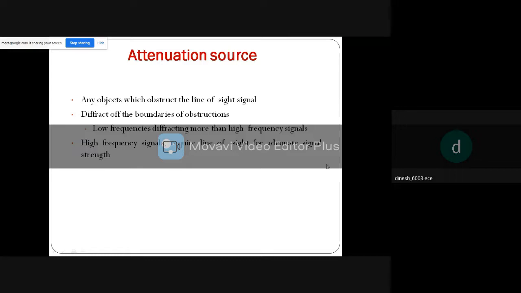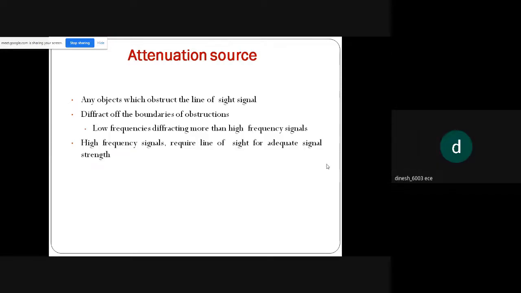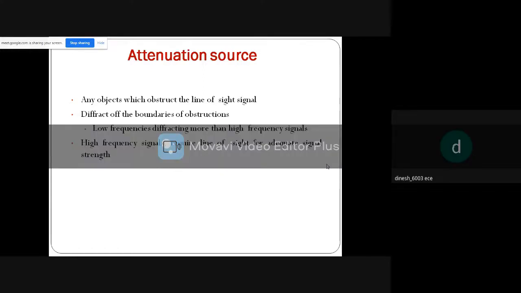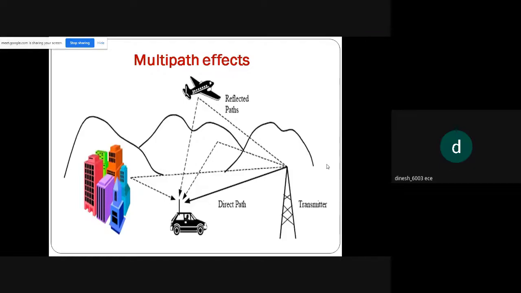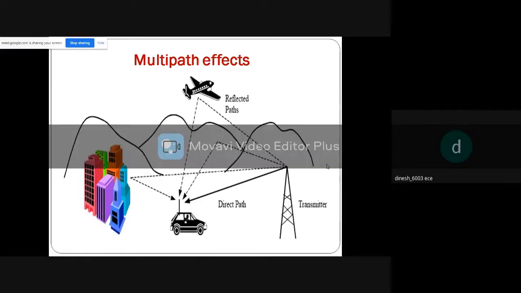So the source of attenuation is that any objects which obstruct the line of sight are a source of attenuation. The diffraction at the boundaries of obstructions affects low frequencies. High frequency signals require line of sight. The multipath effects also lead to a drastic effect in the performance of the DAB and DBB.